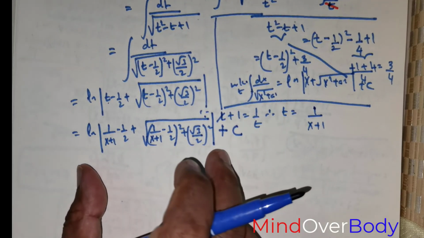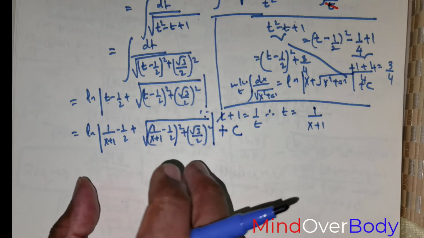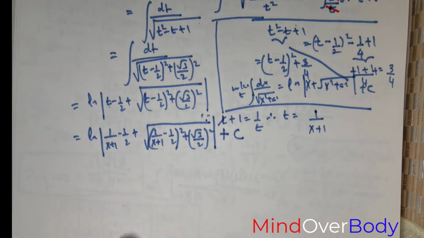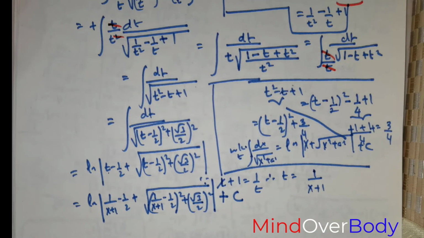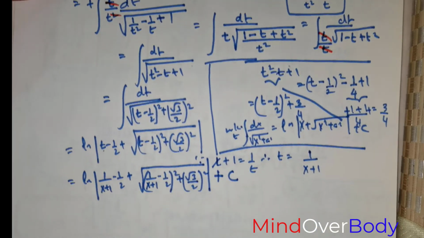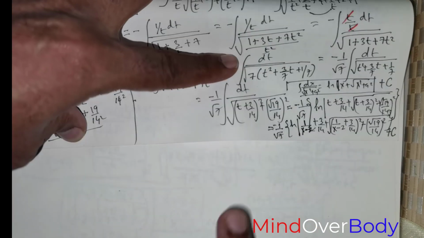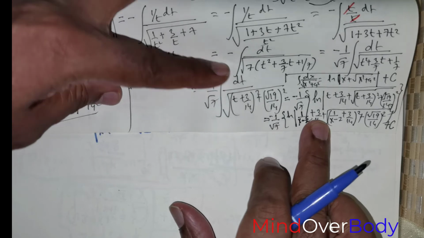So this is the second term. Now what we need to do is we need to club these two terms together. That's exactly what we are going to do, and that would complete the solution. So the final solution is going to be this term.